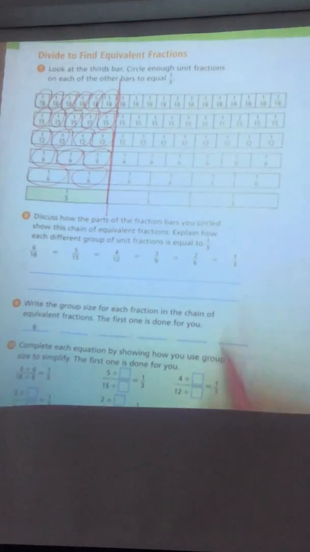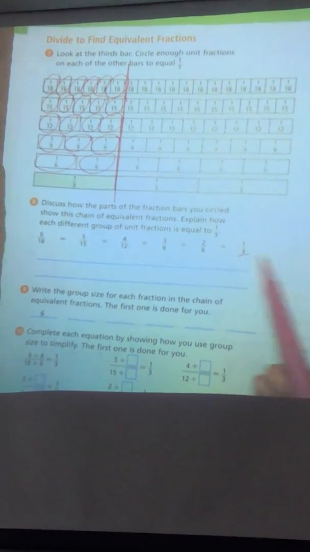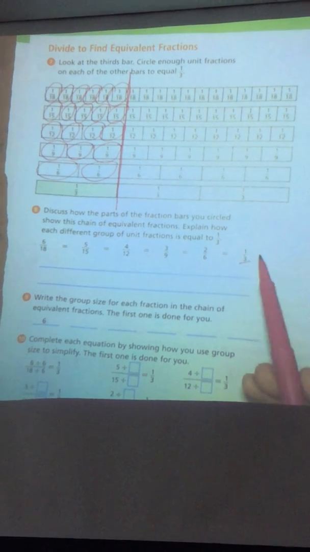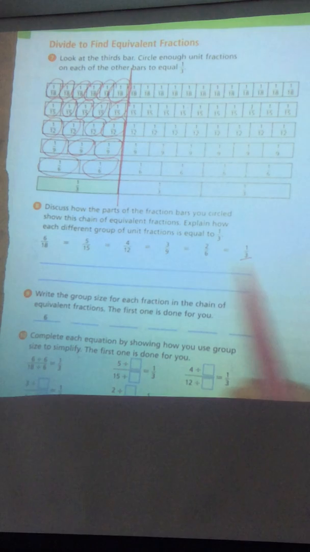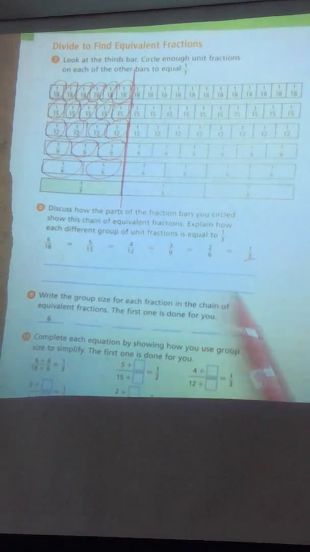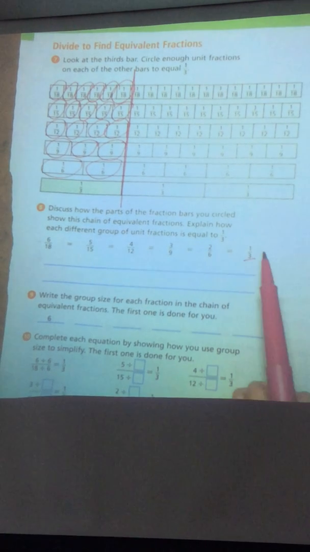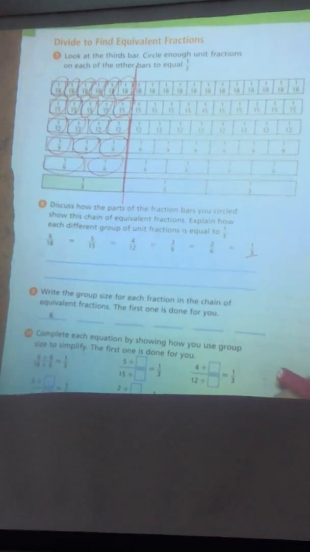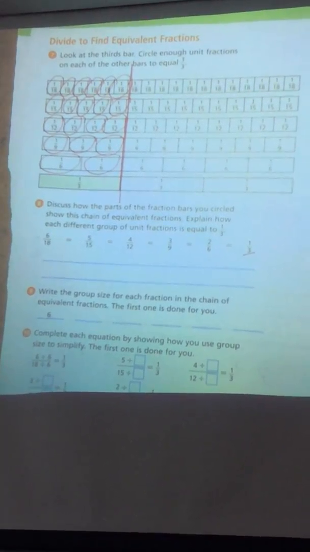So if we start down here at 1/3, and I times this by 2, I'm going to get 2/6. If I times this by 3, I'm going to get 3/9ths. If I times 1/3 by 4, I'm going to get 4/12ths. If I times 1/3 by 5, I'm going to get 5/15ths. If I times 1/3 by 6, I'm going to get 6/18ths, okay? So we already talked about that one, so we won't have to fill that one in. Take a minute to think about that and make sure you're understanding that.